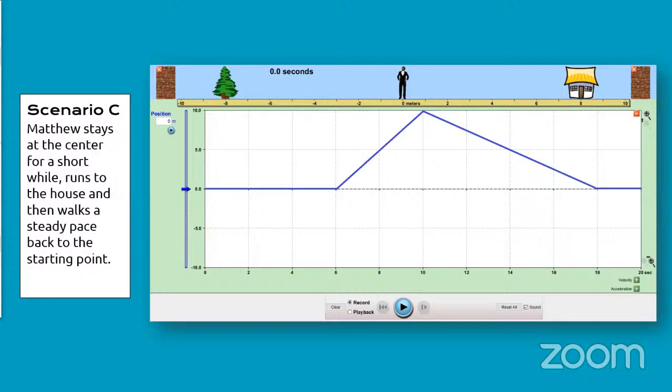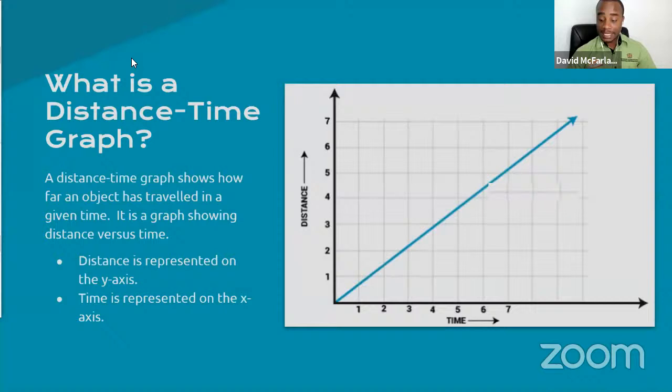So now that we have those Ys ready, that means I think you guys are ready to tell me what you observe. But before you tell me, let's just talk about what we're seeing here. This little scenario and this little graph is what we call a distance time graph. And by now, you would have realized that a distance time graph just talks about distance over time. It shows us how far an object has traveled in a given time. And it's a graph showing distance versus time, where distance is represented on the y-axis and time is represented on the x-axis.